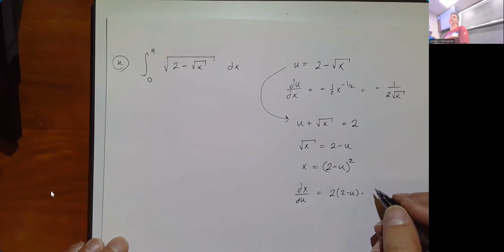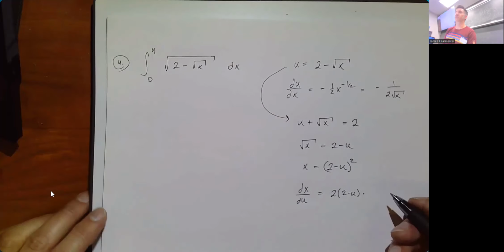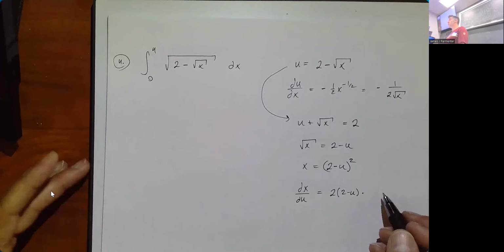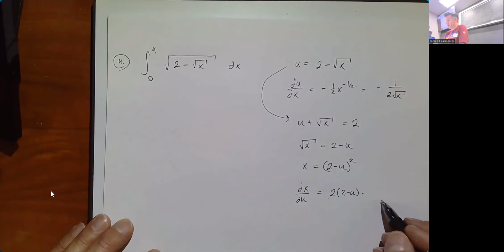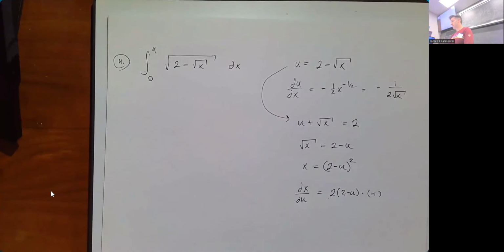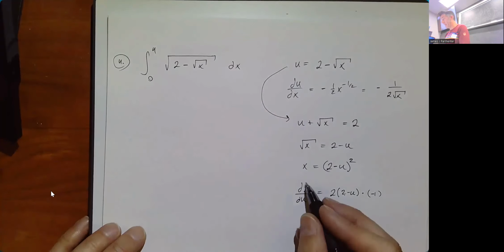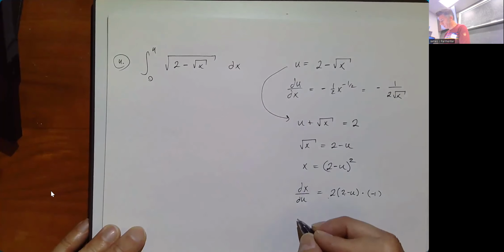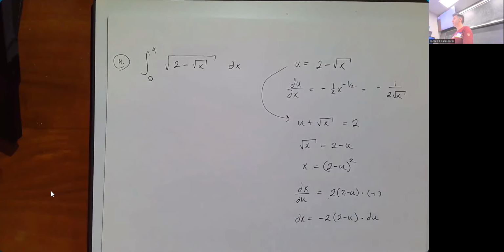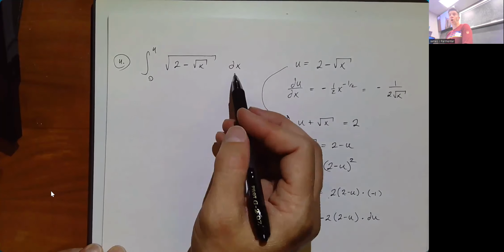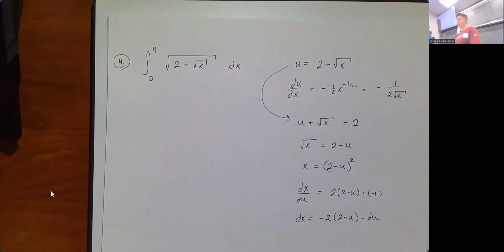At this point, you all should know that when I say times what, the answer is the derivative of the stuff, right? Chain rule. The derivative of some stuff squared is 2 times your stuff to the first times the derivative of the inside stuff, which is -1. So then I can solve for dx and say that dx is equal to -1 times 2, which is -2, times 2 minus u, times du. And that's going to replace all of dx in this problem.